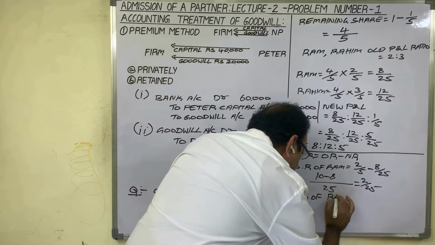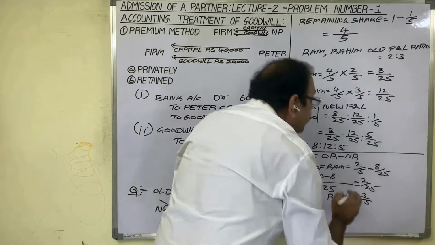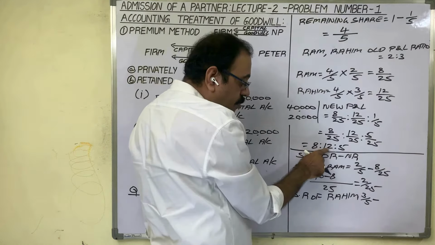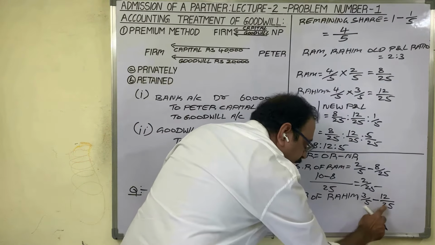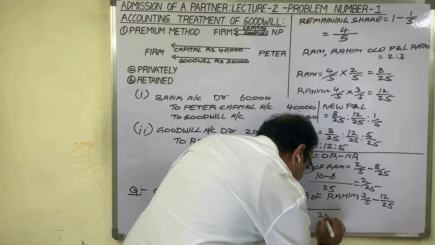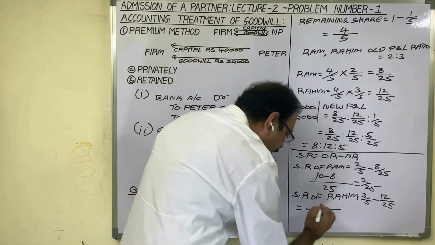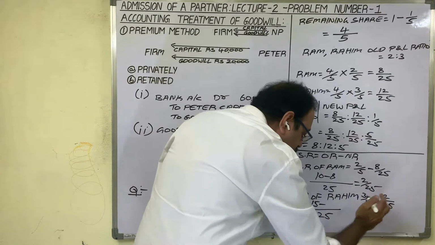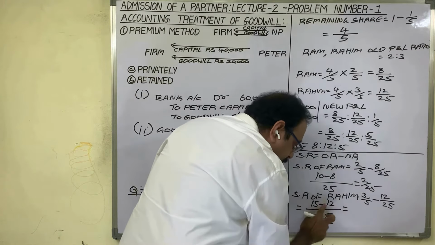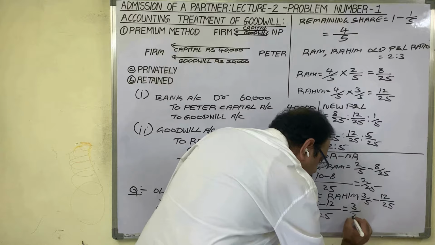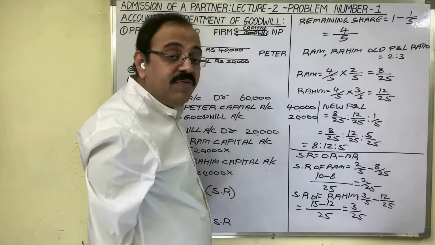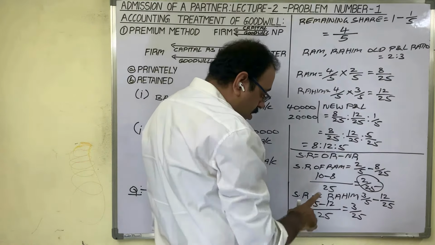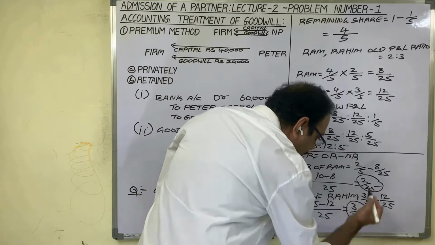Sacrificing ratio of Rahim: 3 by 5, see this, 3 by 5 minus Rahim's new ratio 12 by 25. LCM for 5 and 25 is 25, no? 5 fives are 25. 5 into 3, 15. Minus 25 ones are 25, 1 into 12, 12. 15 minus 12, 3 by 25. So observe the fractions. Ram's sacrificing share is 2 by 25. Rahim's sacrificing share is 3 by 25.